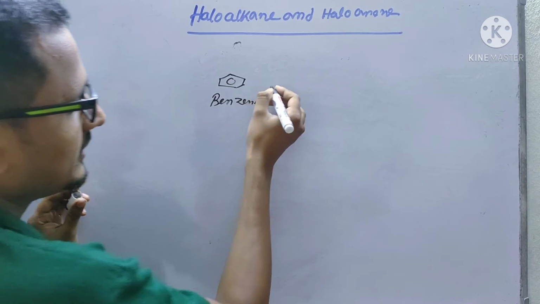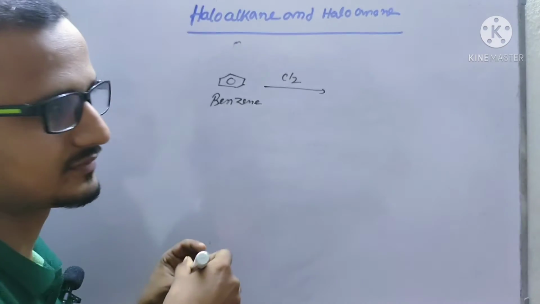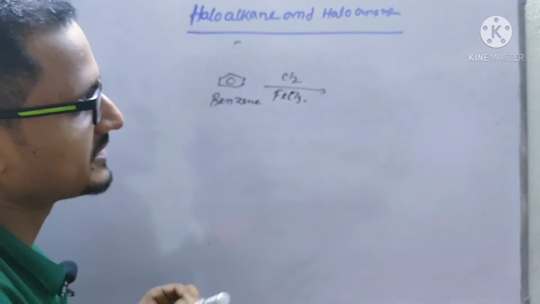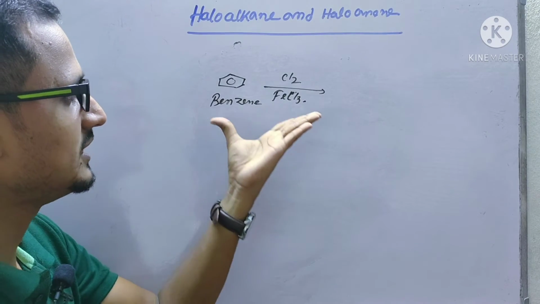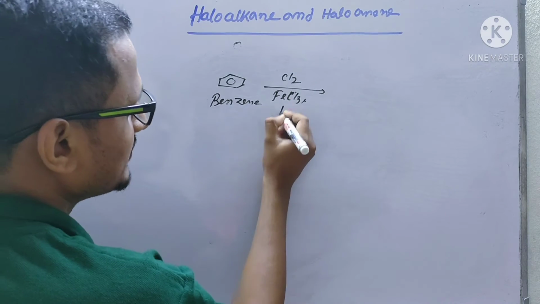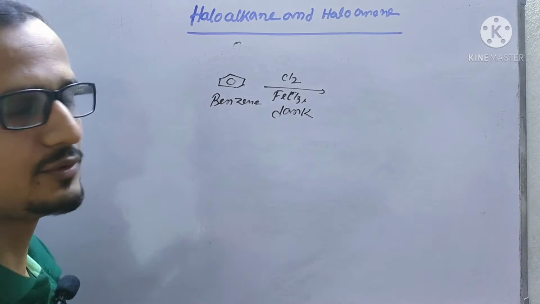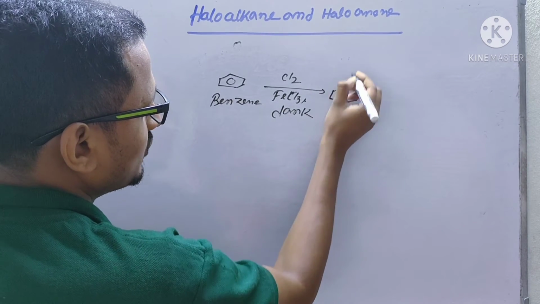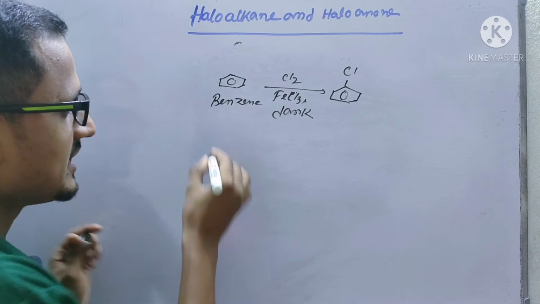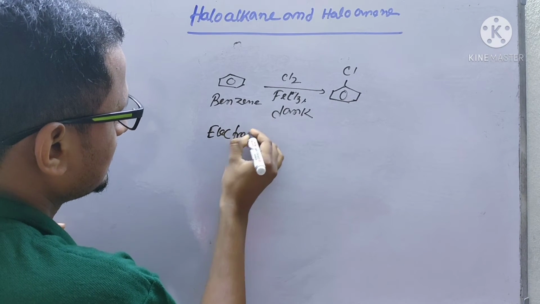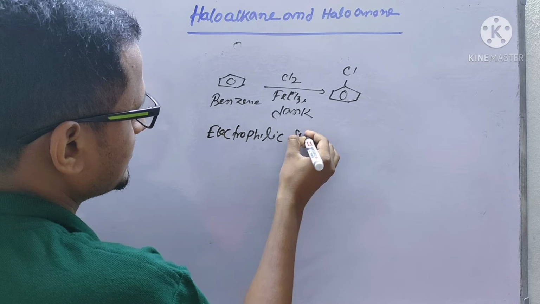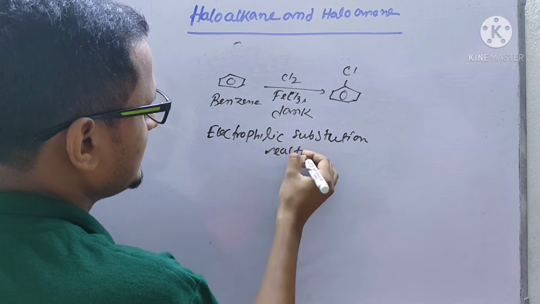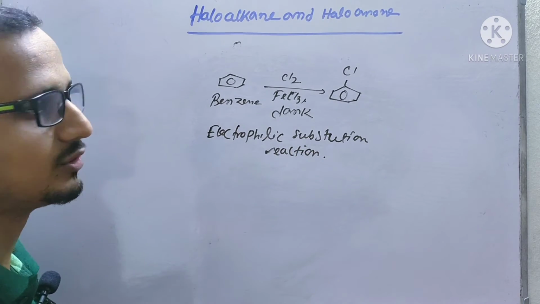Now if this benzene reacts with chlorine in the presence of FeCl3, by another method we can prepare this. In the presence of FeCl3, if you keep this in the dark, then one electrophilic substitution reaction will take place and you will get chlorobenzene. This reaction is nothing but an electrophilic substitution reaction. So by a normal electrophilic substitution reaction you can easily prepare chlorobenzene.